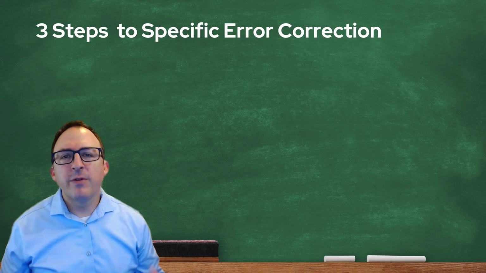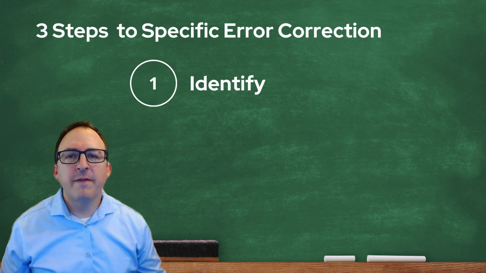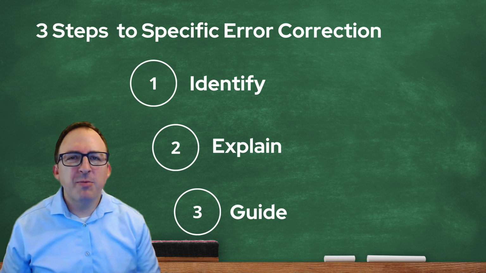Before we continue, it's important to mention that specific error correction is just one part of a continuum of responses to inappropriate behavior. It cannot and should not be the only response to behaviors in your classroom. The best teachers utilize many different interventions and supports, but they all begin by explicitly teaching and rehearsing the expectations of the classroom and school. Now let's review the 3 steps to addressing behavior with specific error correction. Identify, explain, and guide. Let's break it down.